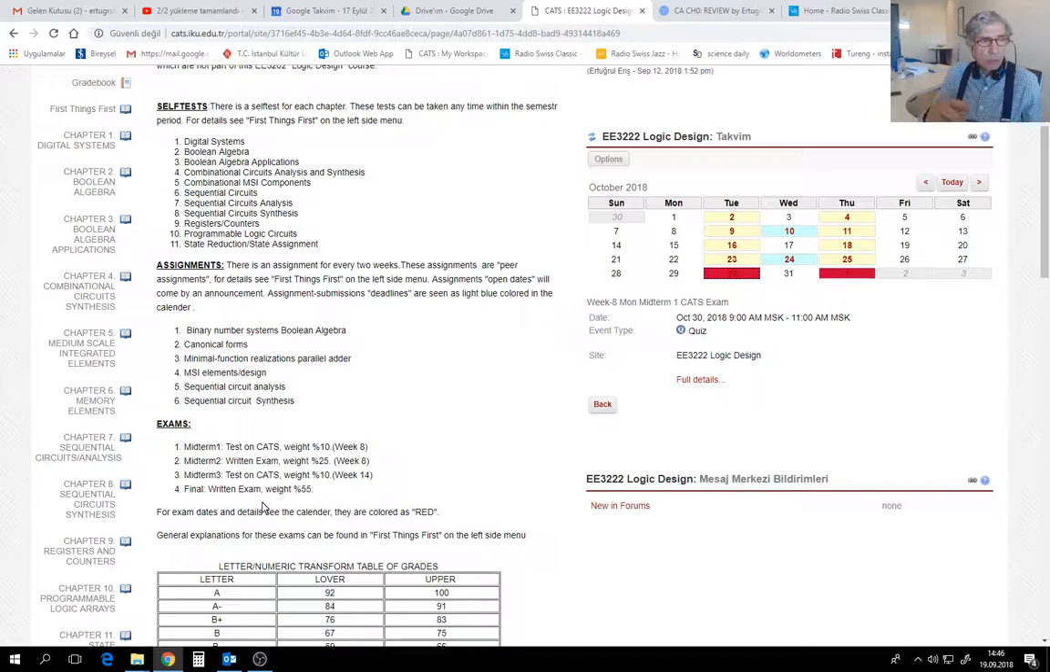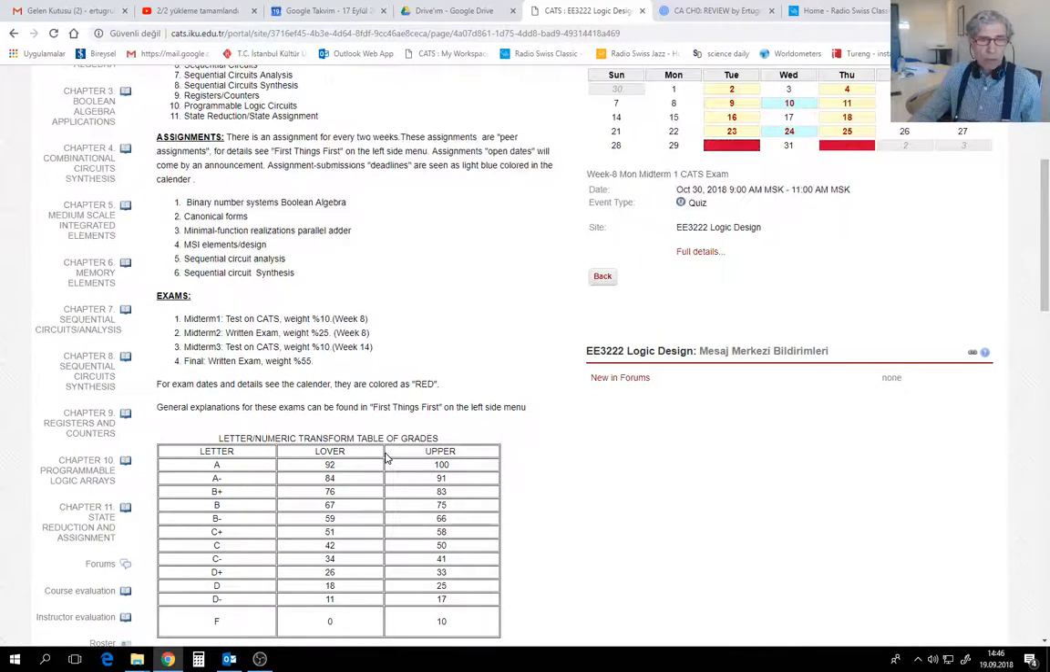Learning platform scores do not directly affect your term scores, but these exam scores directly affect your term score. These are the weights of these scores. But what we could see at that stage is this: if you study self-tests and the peer assignments, you're going to get high scores in these exams. Right.